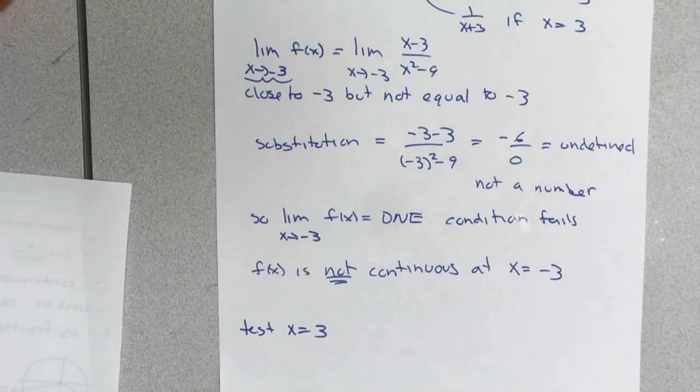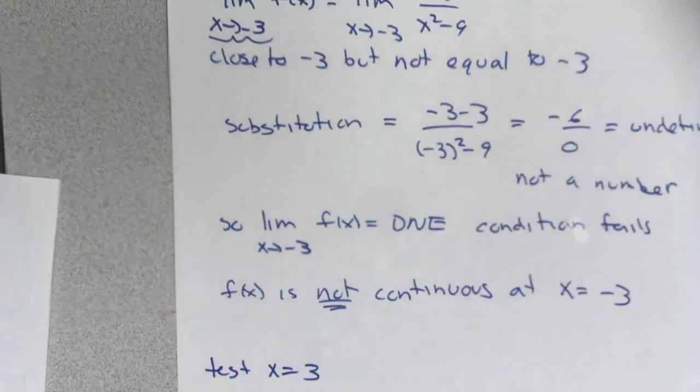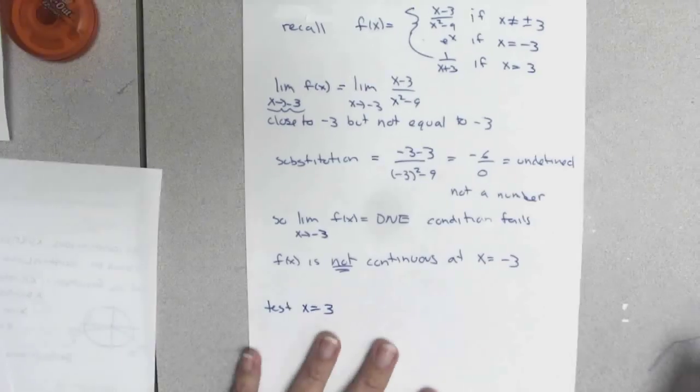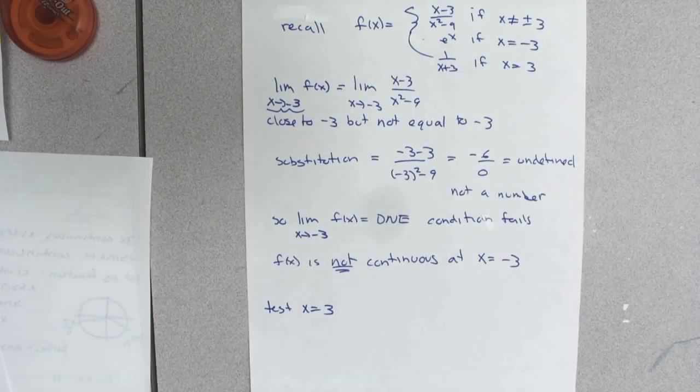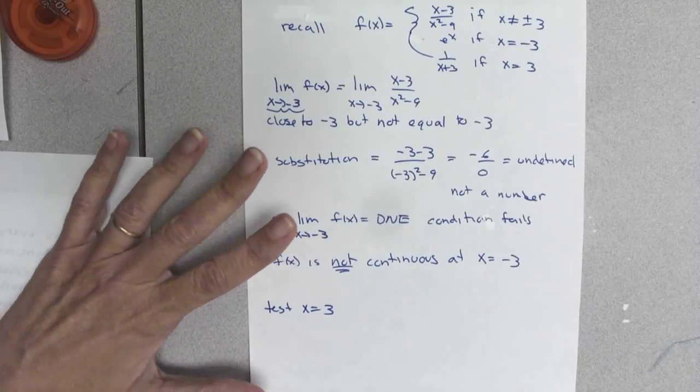Picking this problem up again for testing x equal 3. Let's see if I can go out and still see my function. Oops, wrong way. Yeah, so I still see my function at the top. Now I'm going to test x equals 3, again with the same steps that we did before.